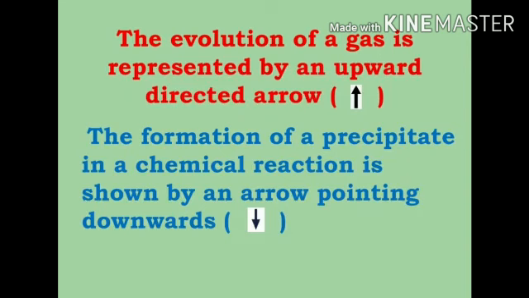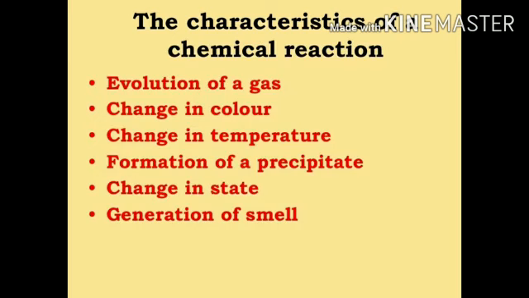Students, you must note here, the evolution of a gas is represented by an upward directed arrow, and the formation of a precipitate in a chemical reaction is shown by an arrow pointing downwards. Having done enough examples on formation of a precipitate, now we go to the next characteristic of a chemical reaction, that is change in state.